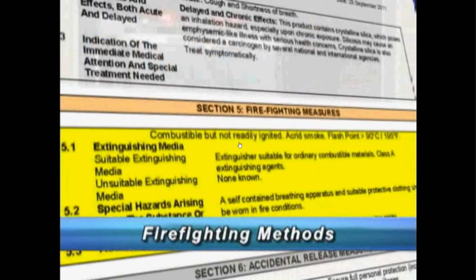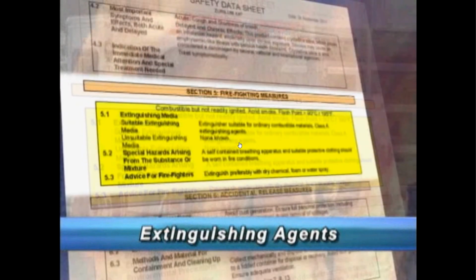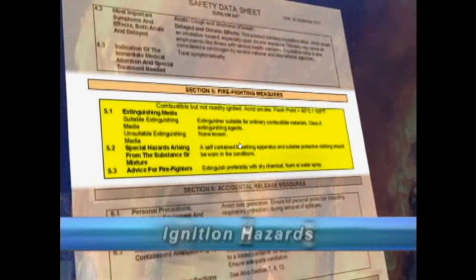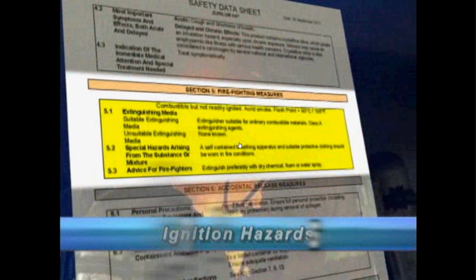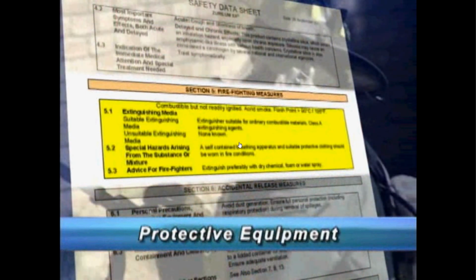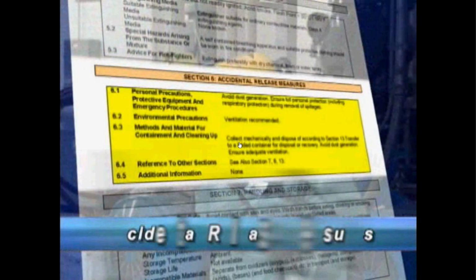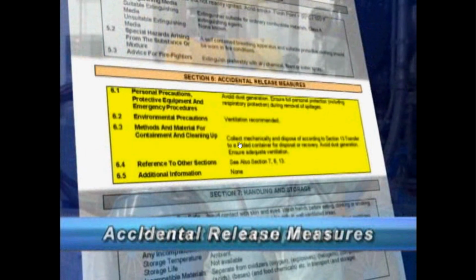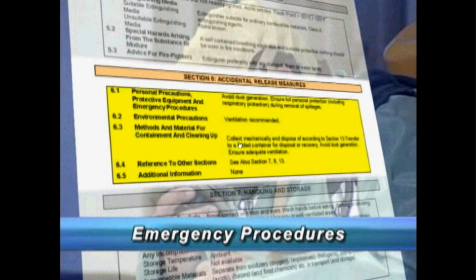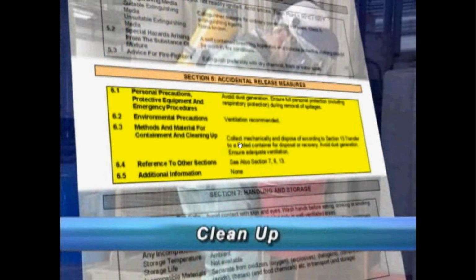In the next section, appropriate methods and extinguishing agents for fighting fires involving the chemical are listed, along with methods that should be avoided. Also listed are hazards specific to that chemical igniting, such as the release of dangerous gases, and the protective equipment and precautions that firefighters should use. Section 6 details what steps should be taken if an accidental release occurs, any special protective equipment that needs to be donned, the emergency procedures that should be followed, and the methods and materials for containment and cleanup.